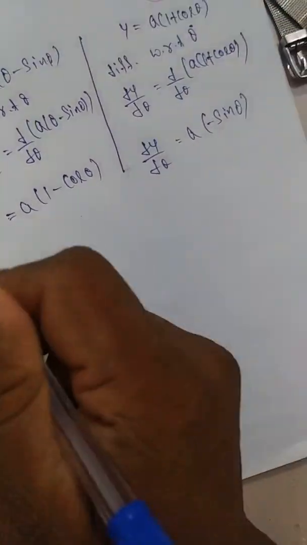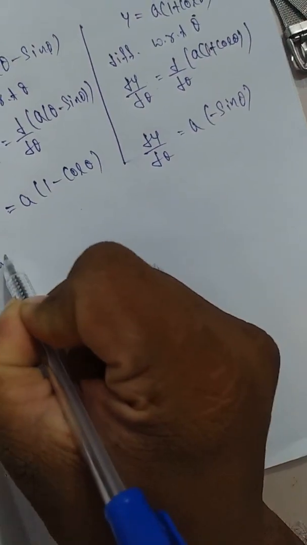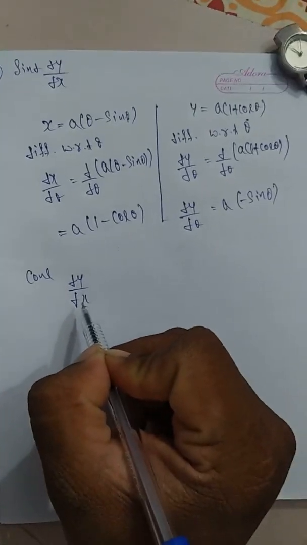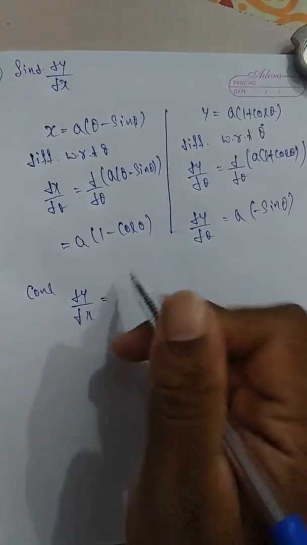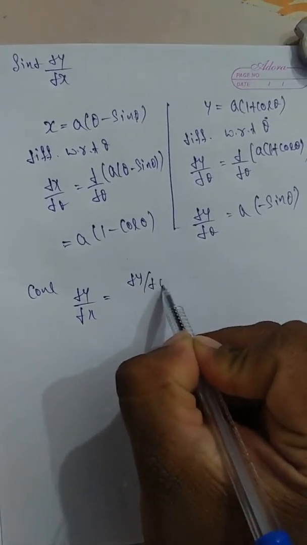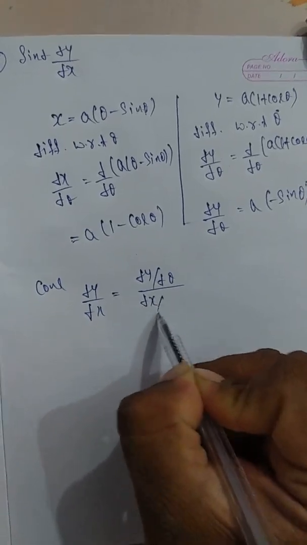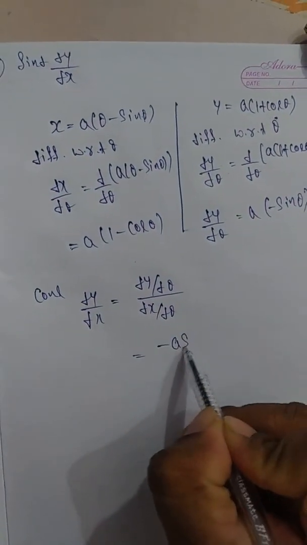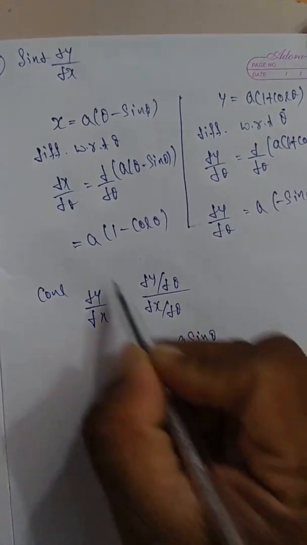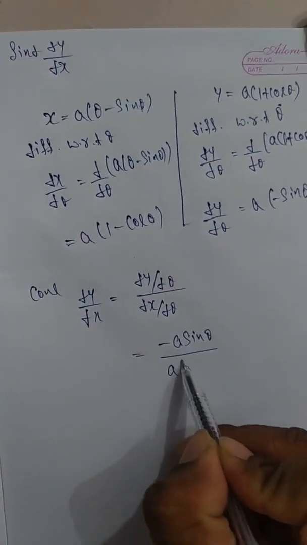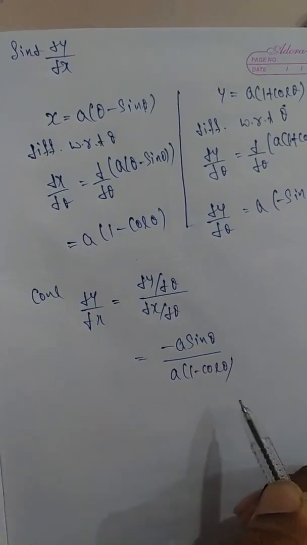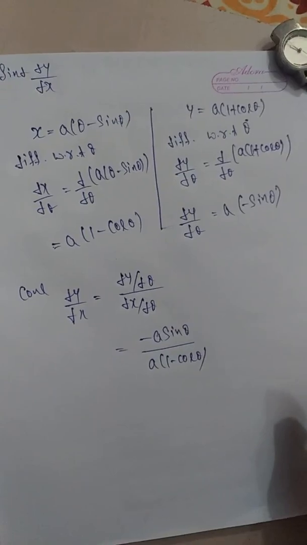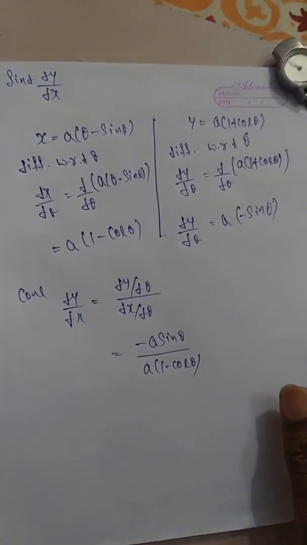Now you want to find dy by dx. Consider dy by dx is equal to dy by d theta divided by dx by d theta. Now dy by d theta is minus a sin theta, and dx by d theta is a into (1 minus cos theta). Now this is the end of the problem. If you want to continue, you can continue.